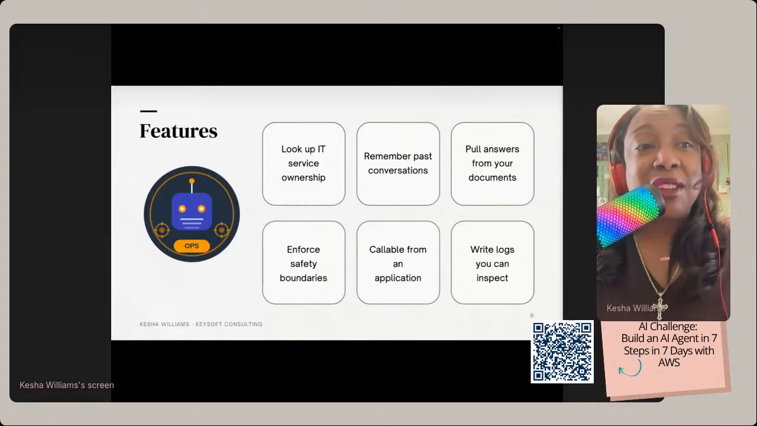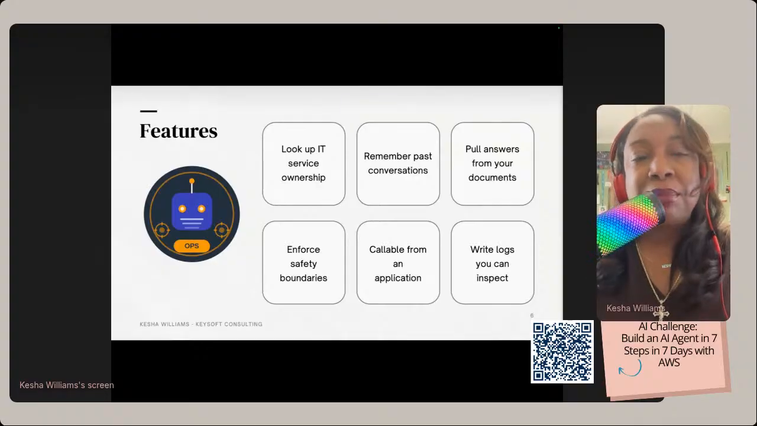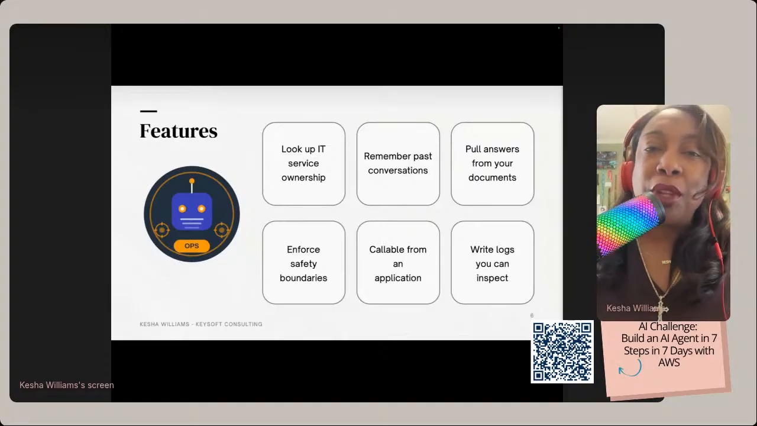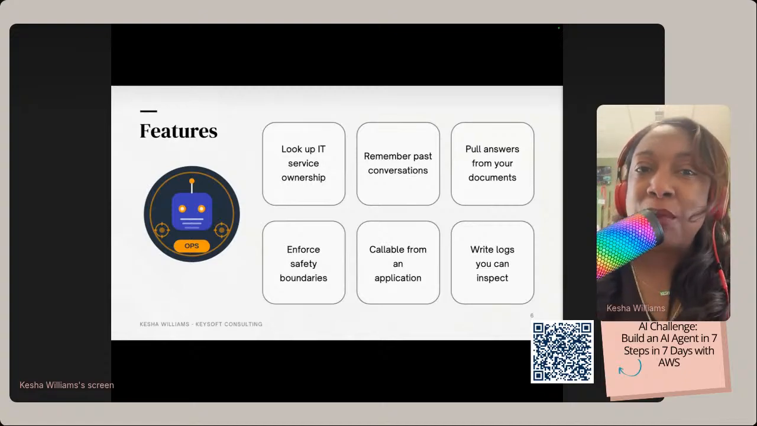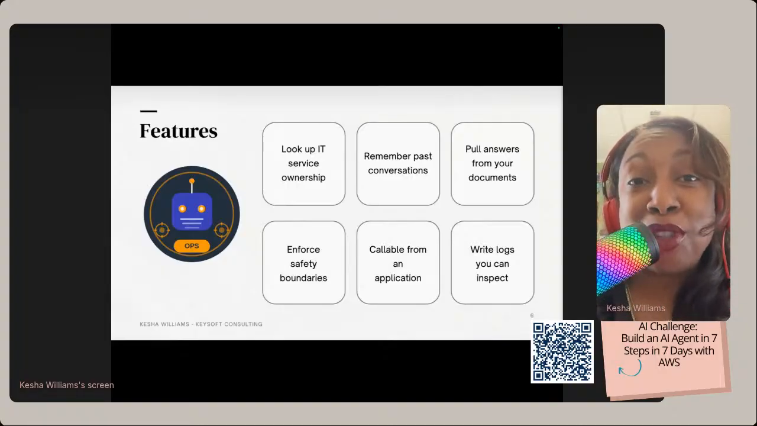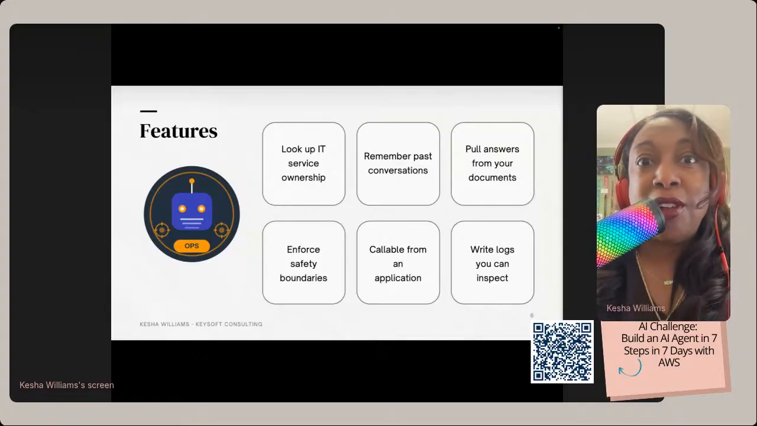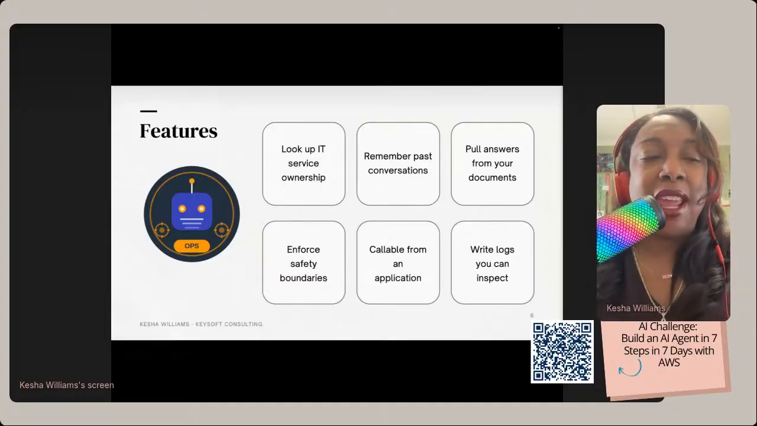Some of the features that you'll build, the agent will be able to look up IT service ownership. It's going to remember past conversations, which is really important when you think about deploying an agent in production. It's going to have that memory. It's going to be able to pull answers from your documents, which is a true game changer when you're working with Gen AI. You're going to be able to enforce safety boundaries. We all know how important governance is when it comes to AI. And then you'll be able to call that agent from an application and then write logs that you can inspect.